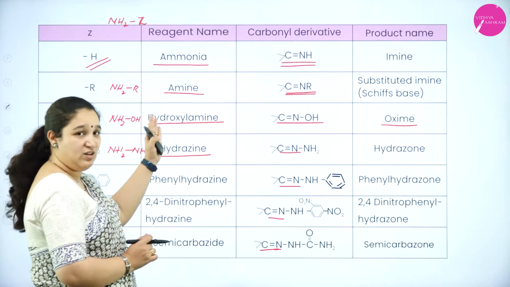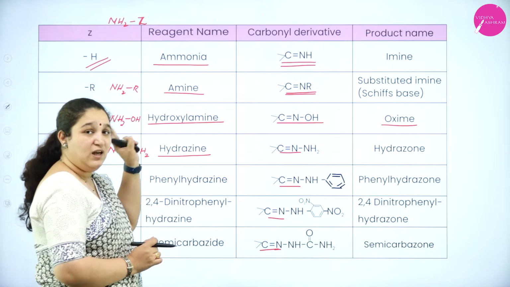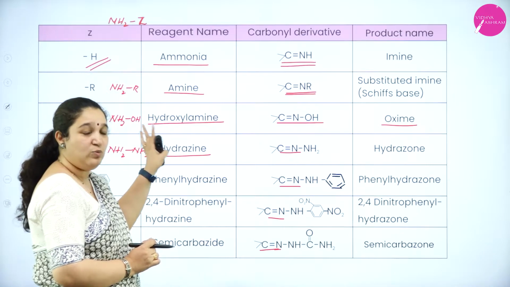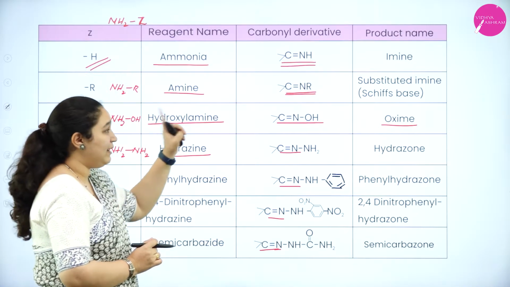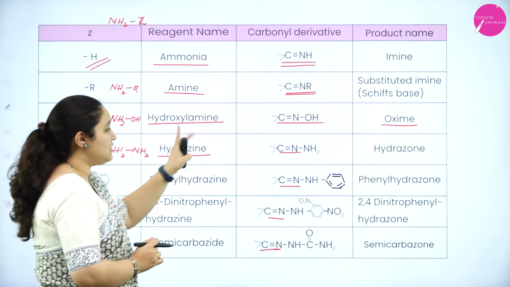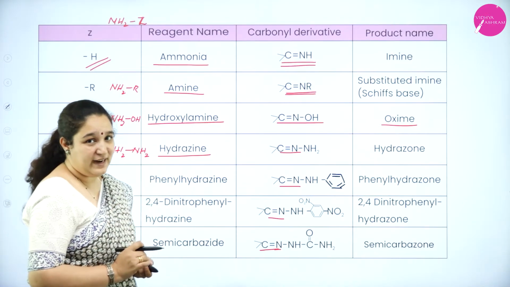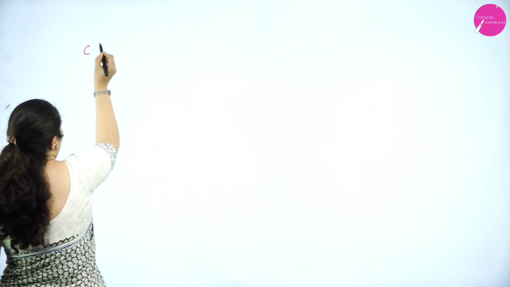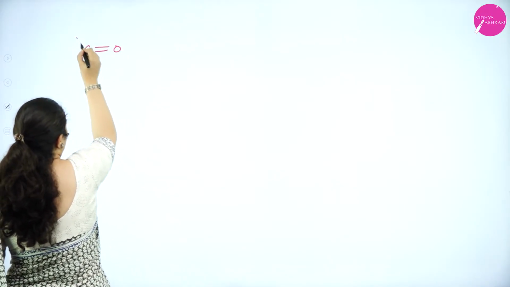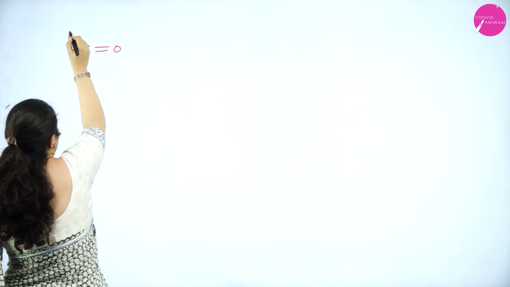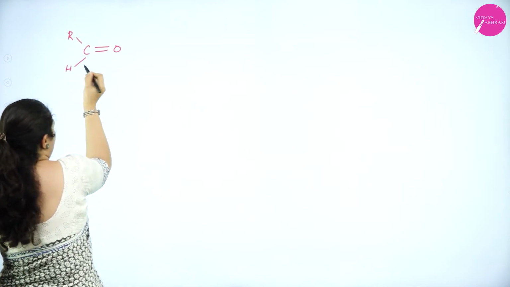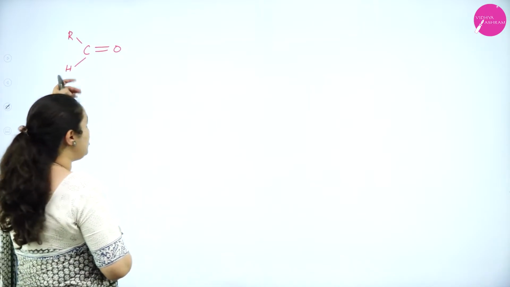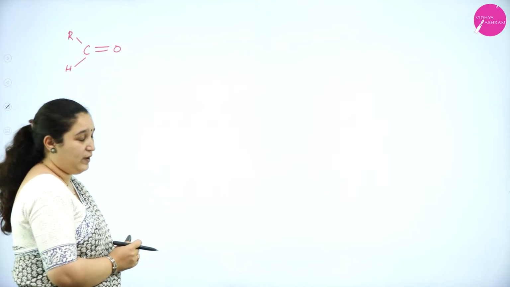So I'll write the general equation for both, that is when the carbonyl group of an aldehyde or ketone reacts with hydroxylamine it forms oxime, and with hydrazine it forms hydrazone. Shall we write the reactions? Okay. So here I'll take carbon double bond O, the carbonyl group. I'll take this as R and this as H, that is aldehyde. For ketone, if they ask, instead of H you have to write one more R group, okay?